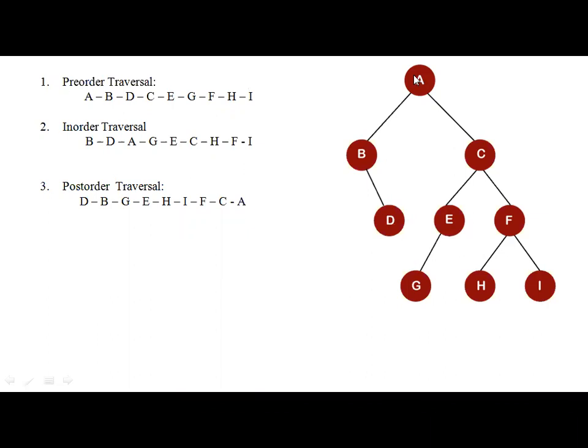Now we'll quickly see pre-order traversal. The algorithm is root, left, right. We'll first start from the root. Is it a root? Yes. Write to output. Whenever you visit a root, immediately write it to the output. So A is written here.